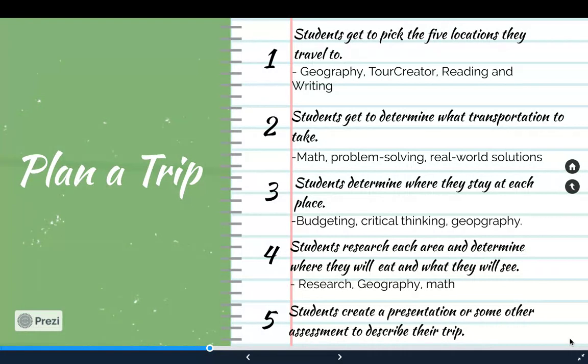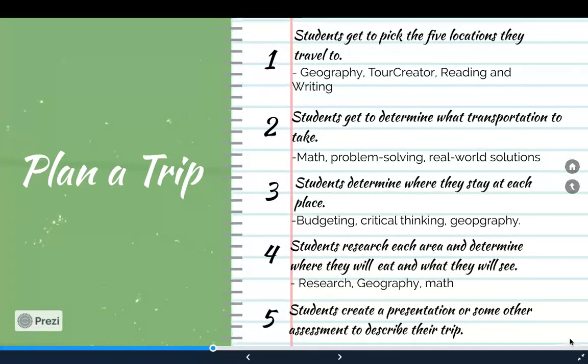The students will then determine where to stay, what to eat, and where to sightsee. The students will use their budgeting, critical thinking, geography, and research and math skills. Once the students have created their trip, they will use the tool to describe their trip to their classmates.